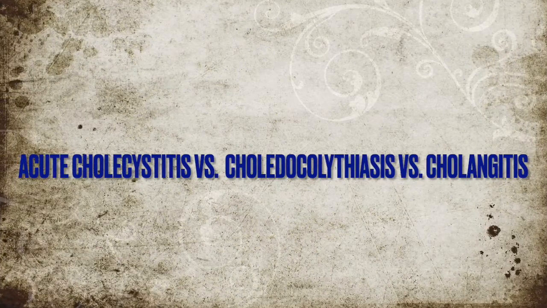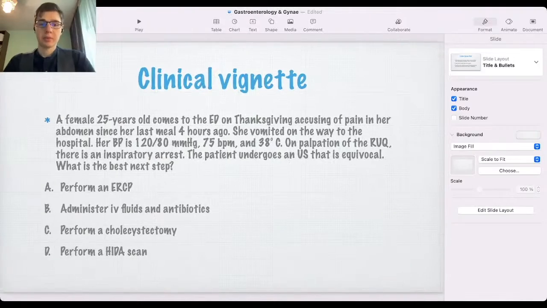First case is a female of 25 years old who comes to the ED on Thanksgiving accusing of pain in her abdomen since her last meal 4 hours ago. She vomited on the way to the hospital. Her blood pressure is 120/80. She has 75 beats per minute as a blood pulse and 38 degrees Celsius.